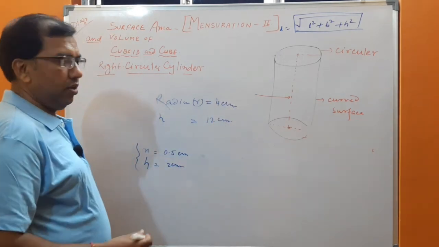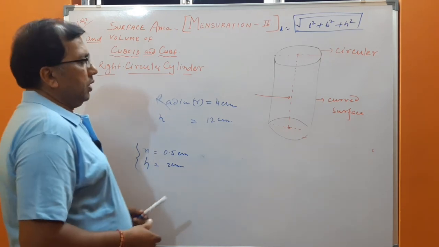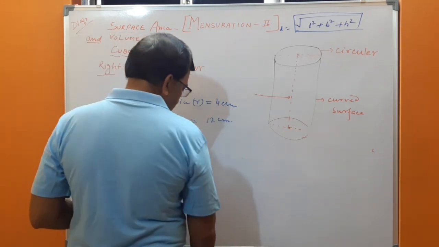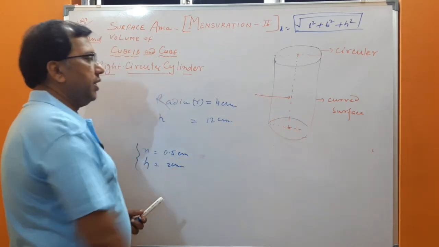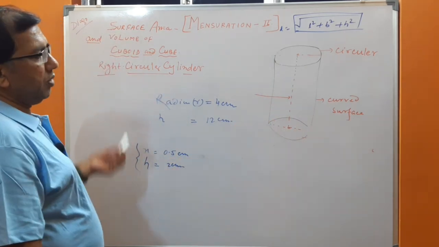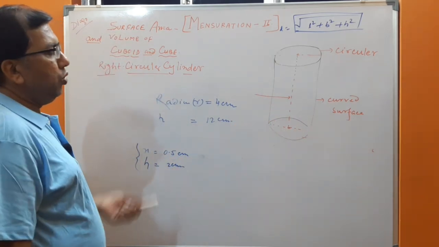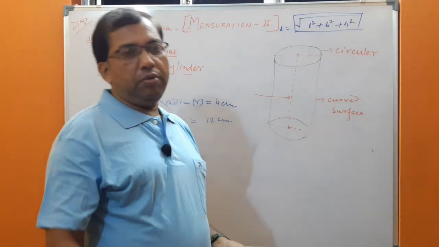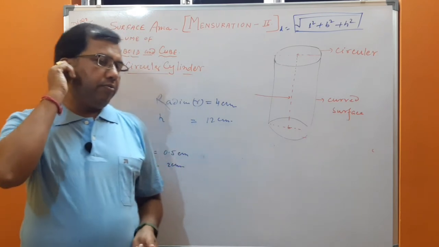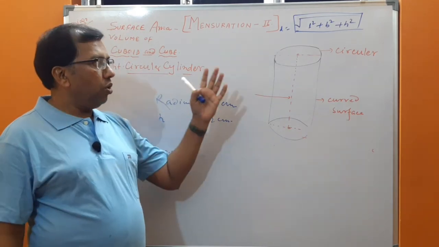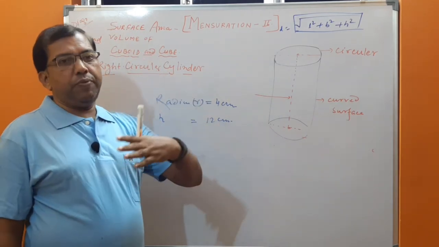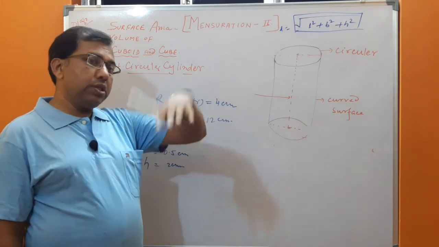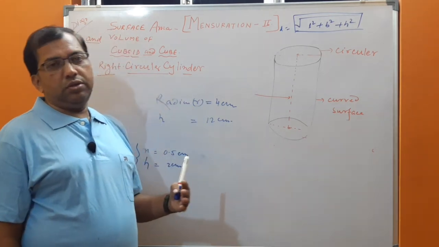This is common. I also told you about the surface area. If you have to find the surface area, note which surface area, curved surface area or total surface area, you have to find. Very, very important point. The concept should be clear about which area you have to find.